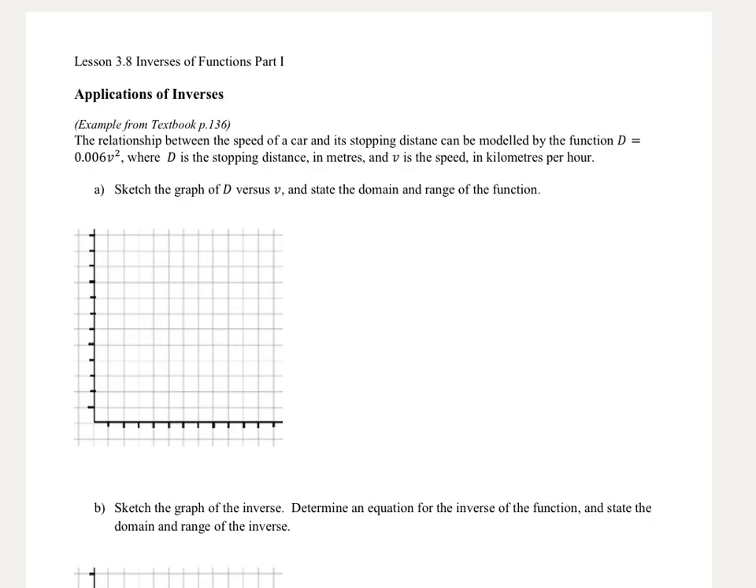But when it comes to word problems, we're going to have to do things a little bit differently when dealing with inverses. So this is an example from the textbook. The relationship between the speed of a car and its stopping distance can be modeled by this quadratic function, d equals 0.006v squared. So that is essentially a quadratic function vertically compressed by a factor of 0.006.